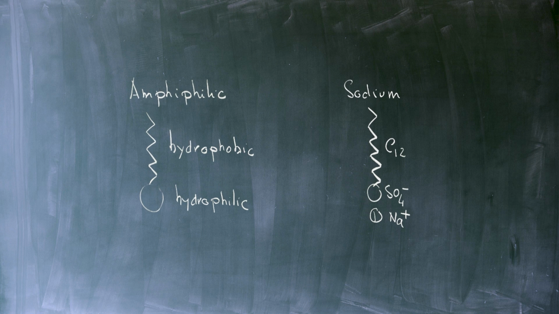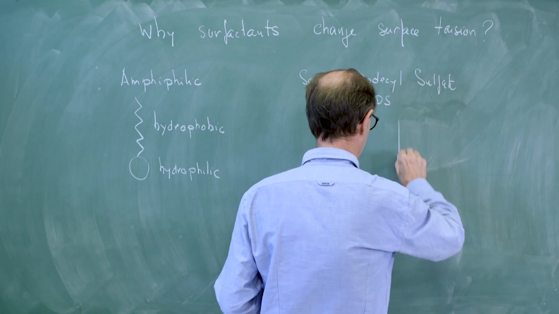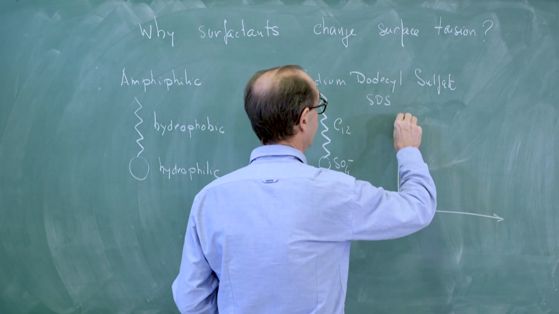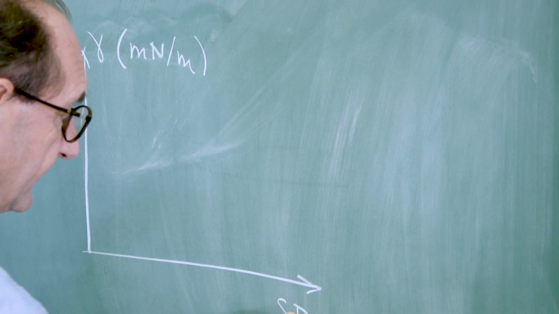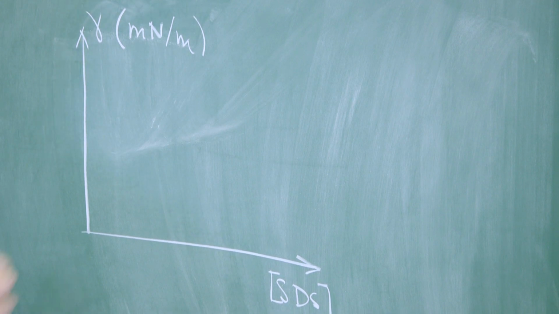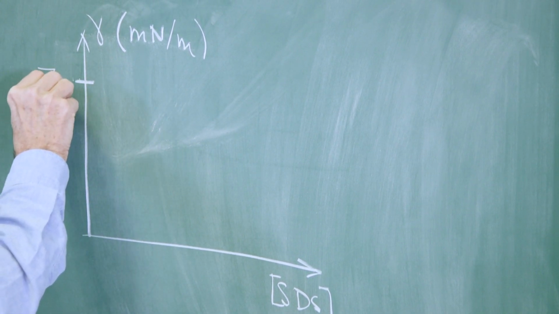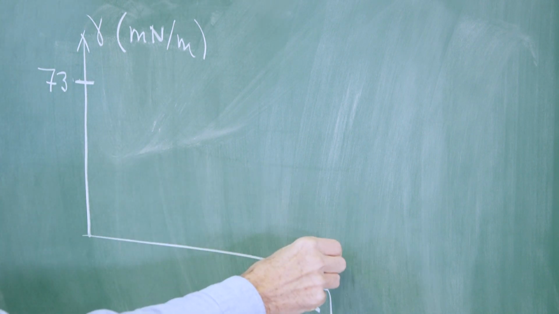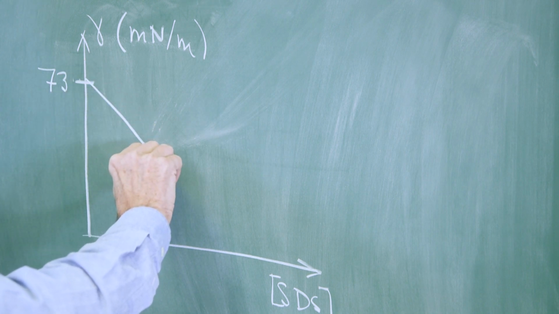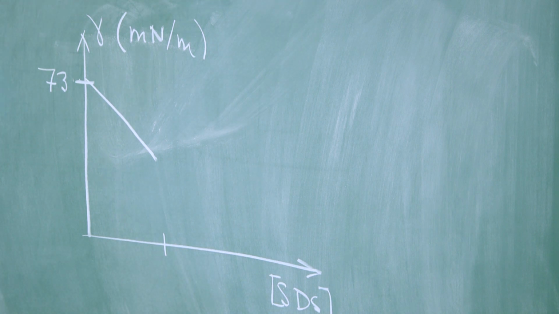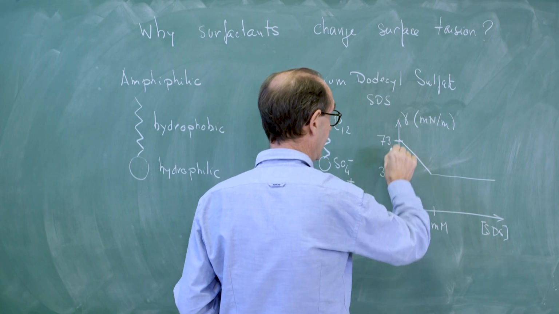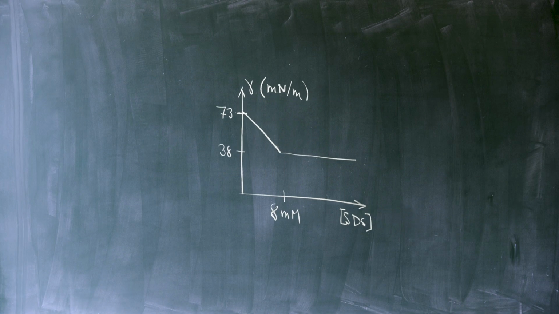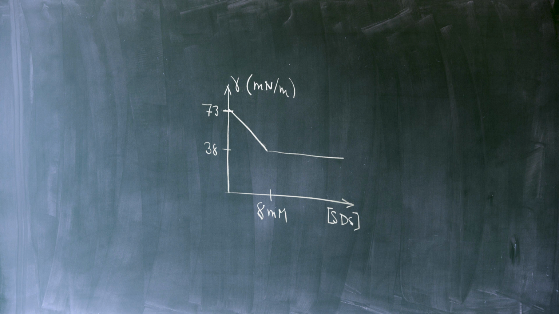When I add sodium dodecyl sulfate to water, I get the following results in terms of surface tension. If I plot here the surface tension in millinewtons per meter, as a function of SDS concentration, I start from the surface tension of pure water, which is 73 millinewtons per meter. And as I add SDS, the surface tension decreases until I reach a point at a concentration which is typically 8 millimoles. And then the surface tension is constant at a value which is around 38, that is typically half the surface tension of pure water. Now we would like to understand physically this type of behavior.